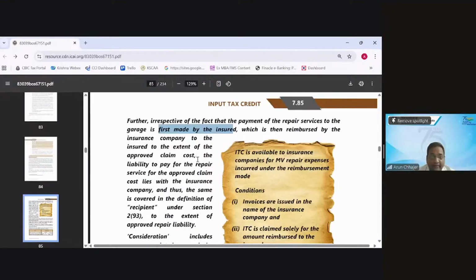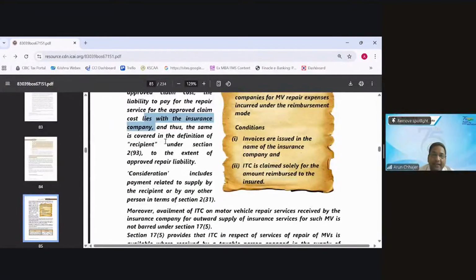It does not matter. The liability to pay for the repair for the approved claim cost always lies with the insurance company, and therefore the same is covered in the definition of the recipient, to the extent of approved repair liability. What is the definition of the recipient? Recipient means the person who is liable to make the payment. The ultimate liability is of the insurance company to the extent of the approved repair cost. Therefore, he will be treated as recipient.